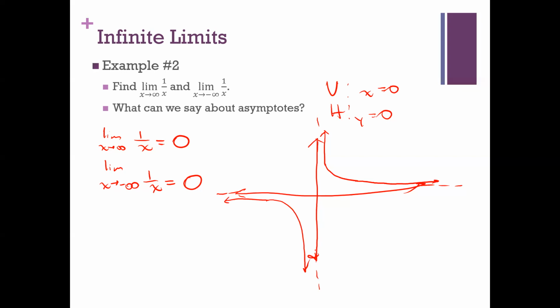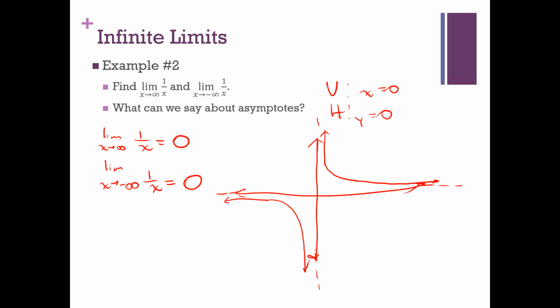But can you determine a horizontal asymptote, like y equals 0, by looking at the function 1 over x? How would you determine that y equals 0 is the horizontal asymptote?